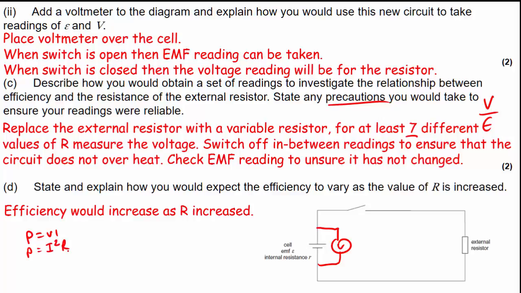Okay, so then the power out, right, so efficiency is power out over power in, so the power out would be I squared R, and the power in would be I squared times the total resistance. Okay, these cancel, so as R increases, this value will become larger, right? So as R increases, the efficiency increases. That's it.